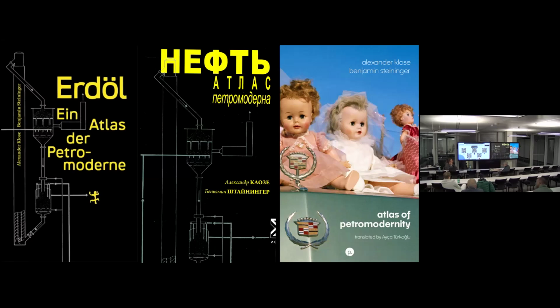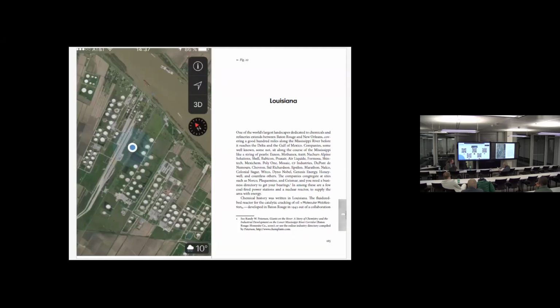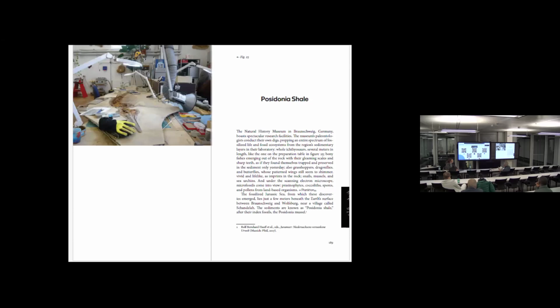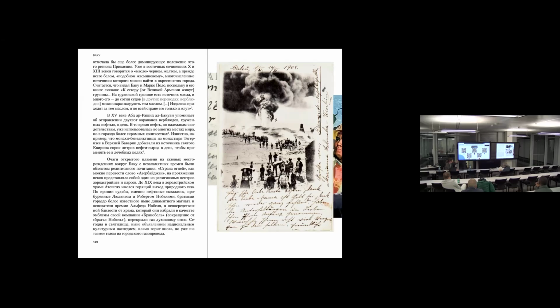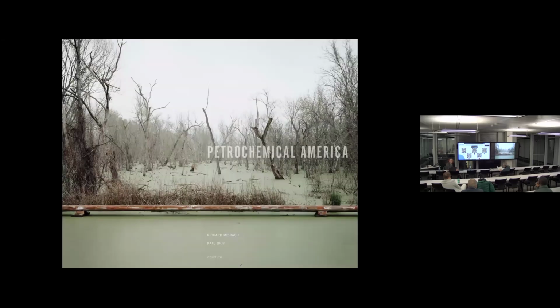This looks into the broader context, and we always think the global from the local. This is the chapter on Louisiana, on northern Germany, and on Baku. Nicely, we also have a Russian version of our atlas, and this is the Baku chapter in the Russian version. And atlas making, of course, has a lot of interesting connections to other work. I only want to quote this Petrochemical America atlas made by Richard Misrach and Kate Orff.